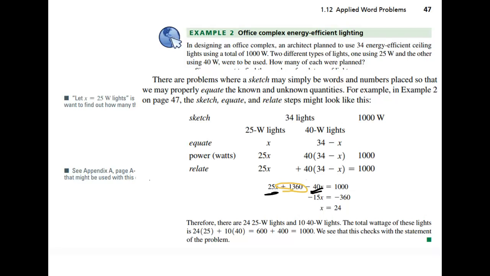So now my last step is to divide both sides by negative 15, and we end up with our answer being X equals 24. Now we have to remember that's the number of 25 watt lights. So if there are 24 of those and there's a total of 34 lights, then there must be 10 of the 40 watt lights.